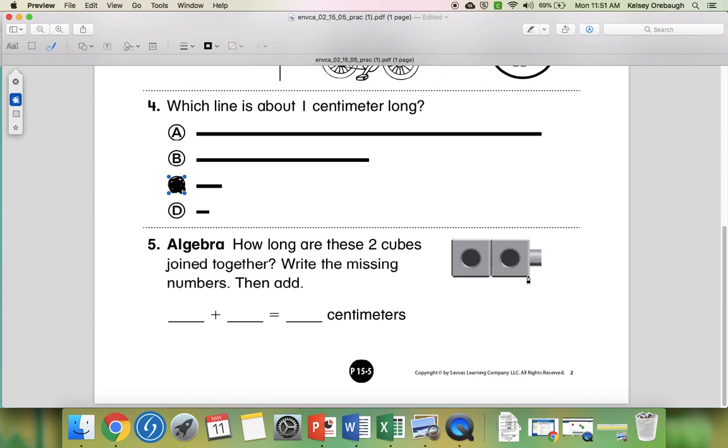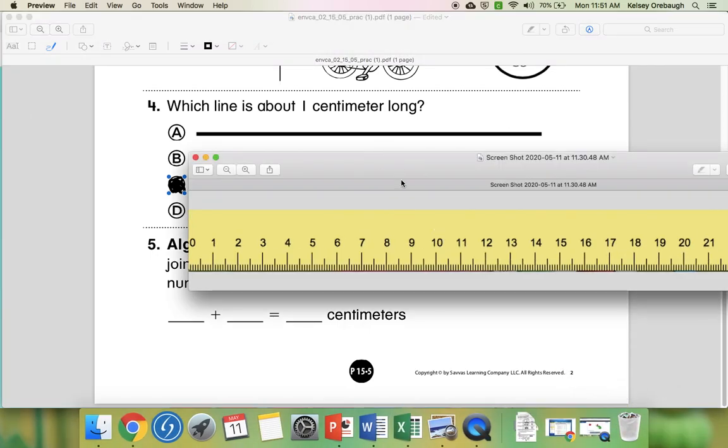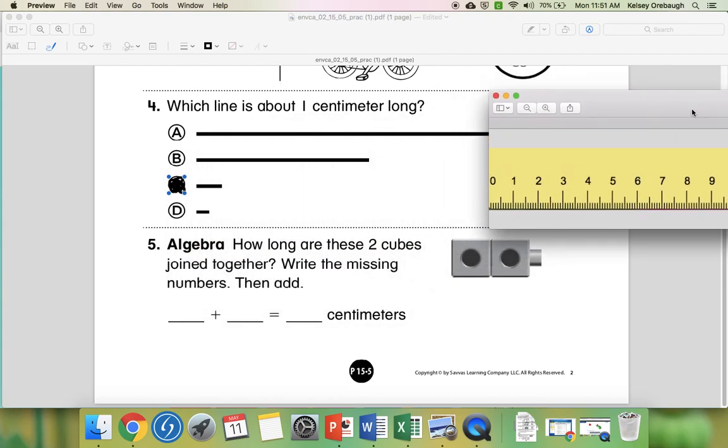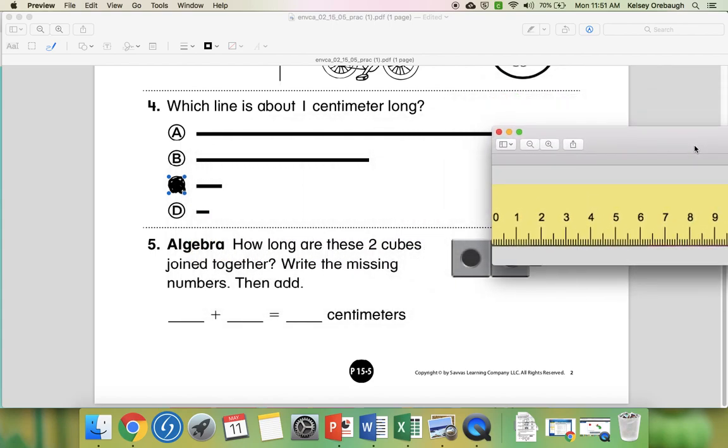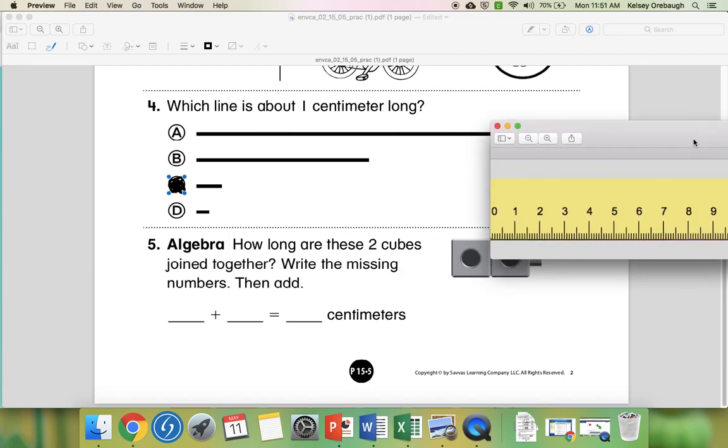So what I'm going to do is, instead of measuring this cube and this cube, because I will come up with different measurements, I'm just going to measure the length of the longer cube, and I will assume that this cube is also that length, and then I will add those numbers together. So it's going to be a double fact because they are going to be the same length. All right, so here's my ruler. I'm going to line up this cube, make sure I'm correct, with 0.